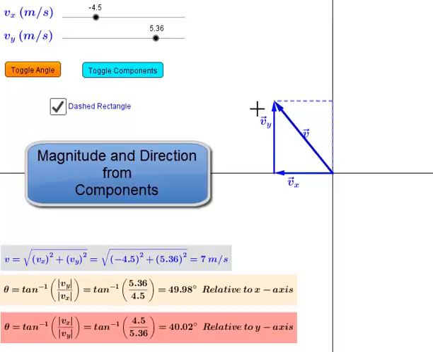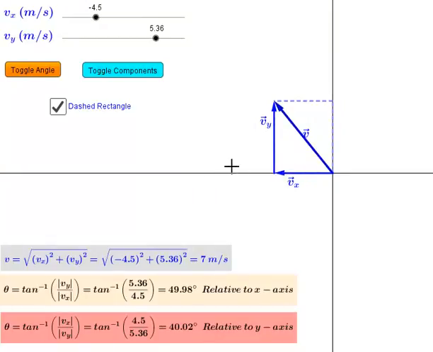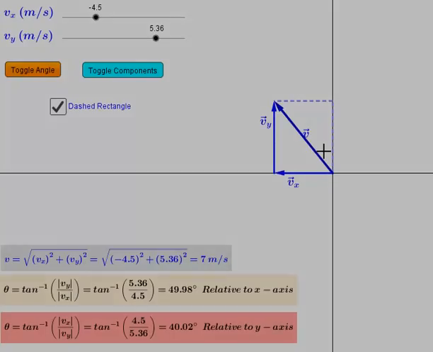Hi, in the last video we looked at how we could, given the magnitude and direction of a vector, determine its scalar components. In this video, what we want to do is look at how we could, given the scalar components, determine the magnitude and direction of the vector. By direction, I mean the angle measured counterclockwise from the positive x direction to the vector.